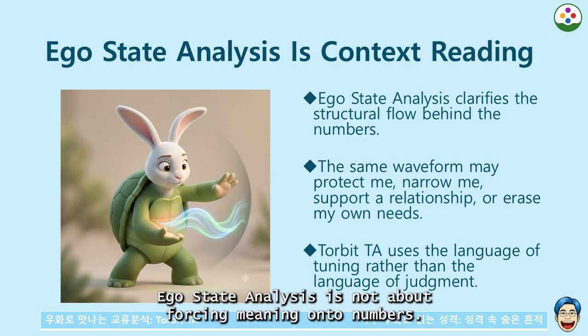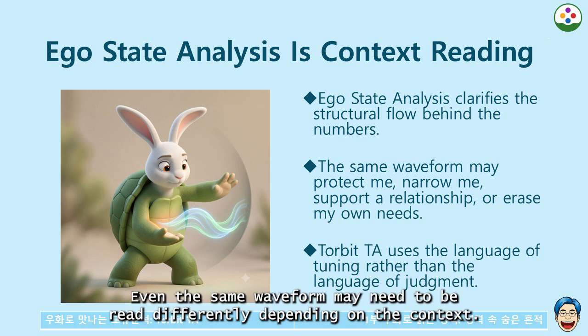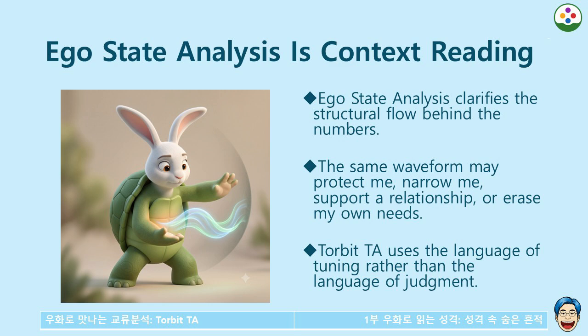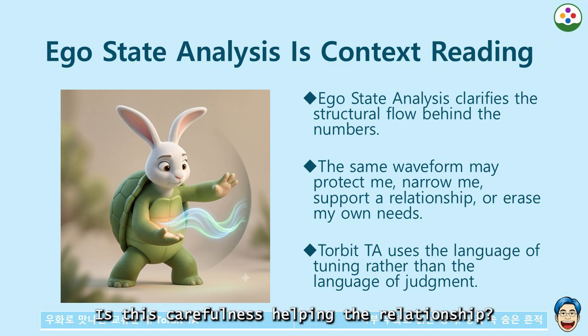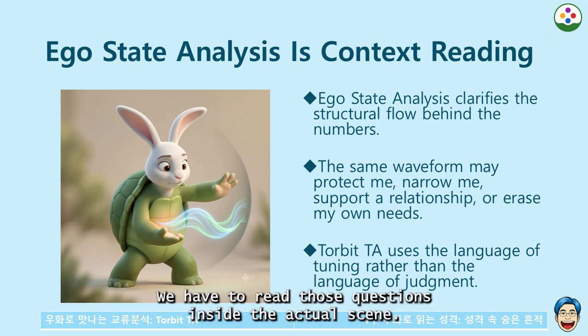Ego state analysis is not about forcing meaning onto numbers. It is about seeing the structural flow behind the numbers more clearly. Even the same waveform may need to be read differently depending on the context. Is this a force that protects me? Or is it an automatic reaction that narrows me? Is this carefulness helping the relationship? Or is it compliance that erases my own needs? We have to read those questions inside the actual scene.